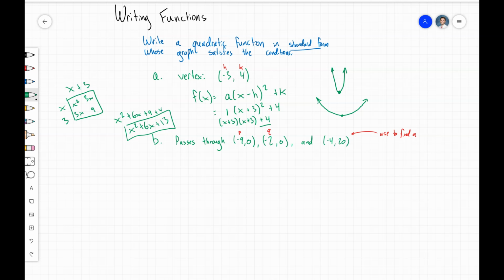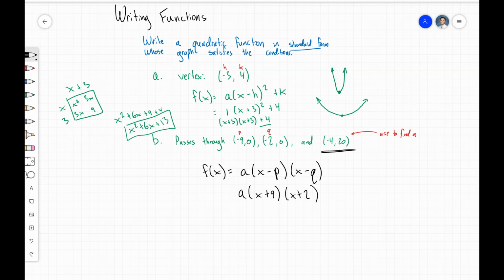Let's look at this last one here. We want one that passes through negative 9, 0, negative 2, 0, and negative 4, 20. So remember that these first two are our x-intercepts. Those are the zeros of our function. And so we can start by writing an intercept form. So remember, intercept form will be f of x equals a times x minus p, x minus q. So if p is negative 9, then that would be x plus 9. And q is negative 2, that would be x plus 2.